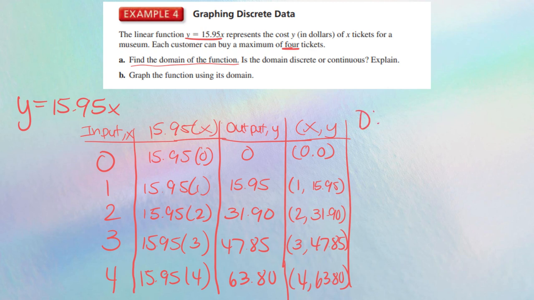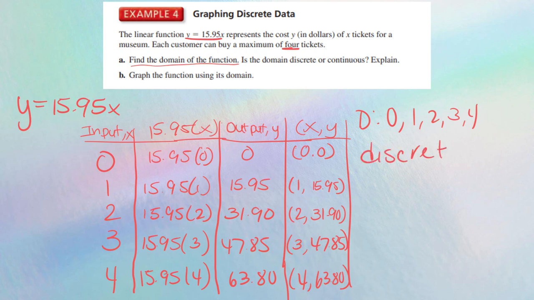What are our domains? Our domains are X. What's the range? Y's. So my domains here are what? 0, 1, 2, 3, and 4. Am I able to see if this is going to be discrete or continuous? If I was to plot it, it's going to be what?